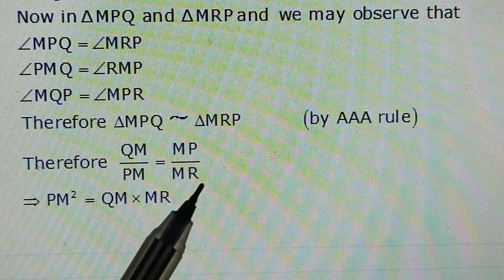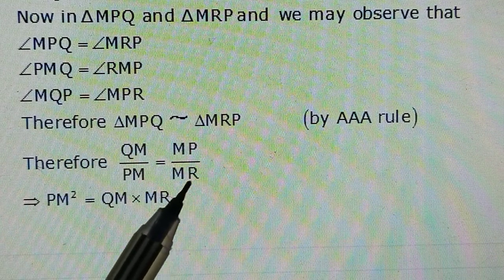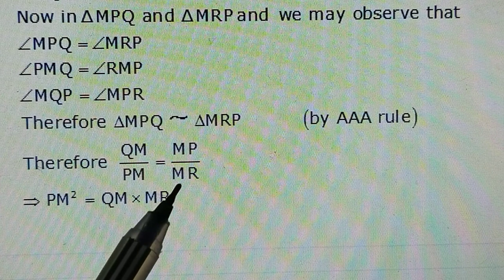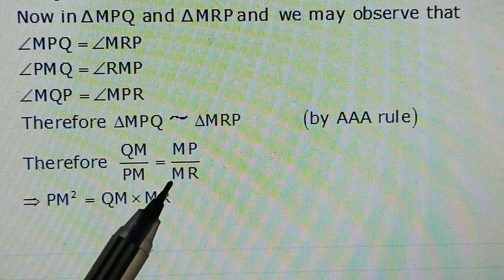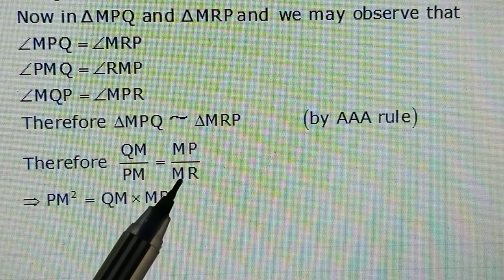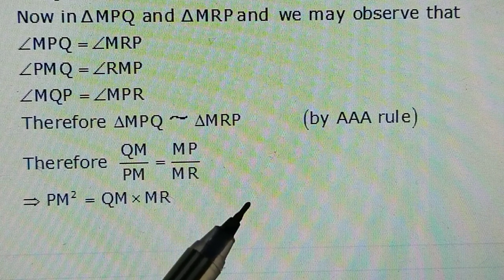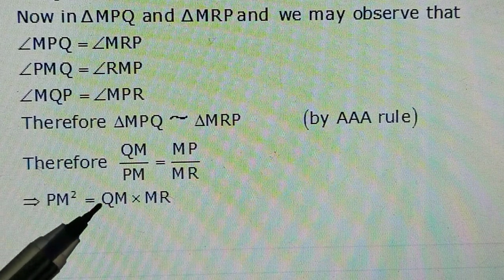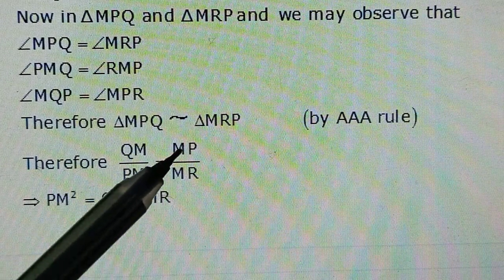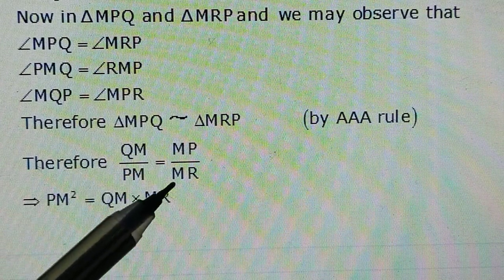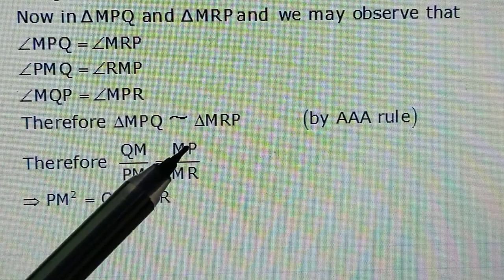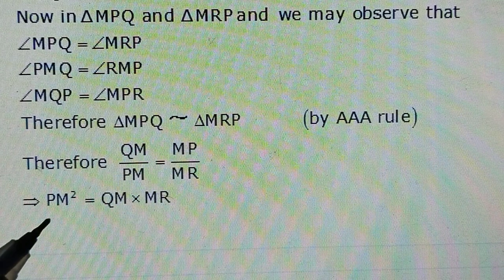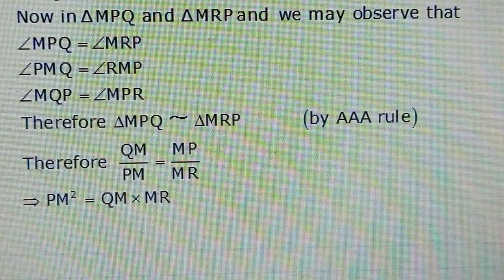There is a third side also, but our proof is coming from just this. We were interested only in QM and MR and MP or PM. So that is why we are writing it this way. Or if you want, you can write the third proportion, but it is not required for this proof. Cross multiply. So you get QM into MR from here, and MP or PM is one and the same, so we can write this as PM into PM, or PM square. Hence proved.